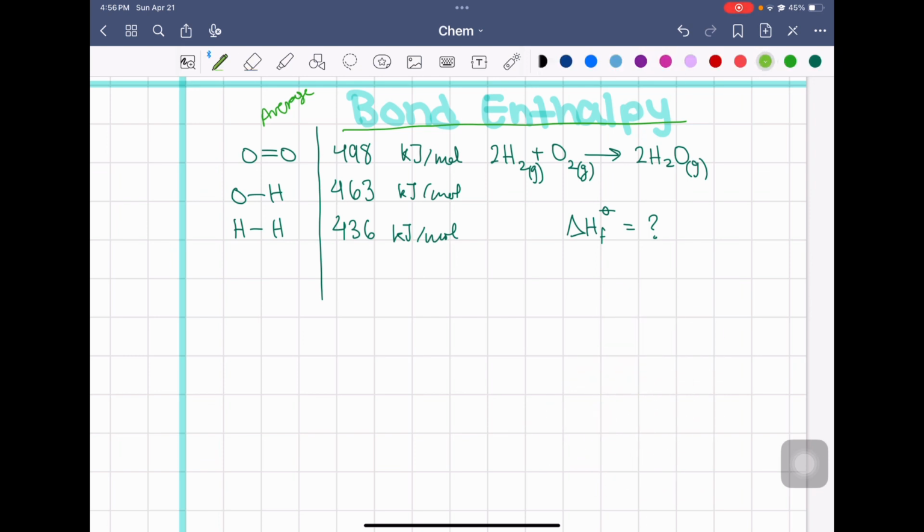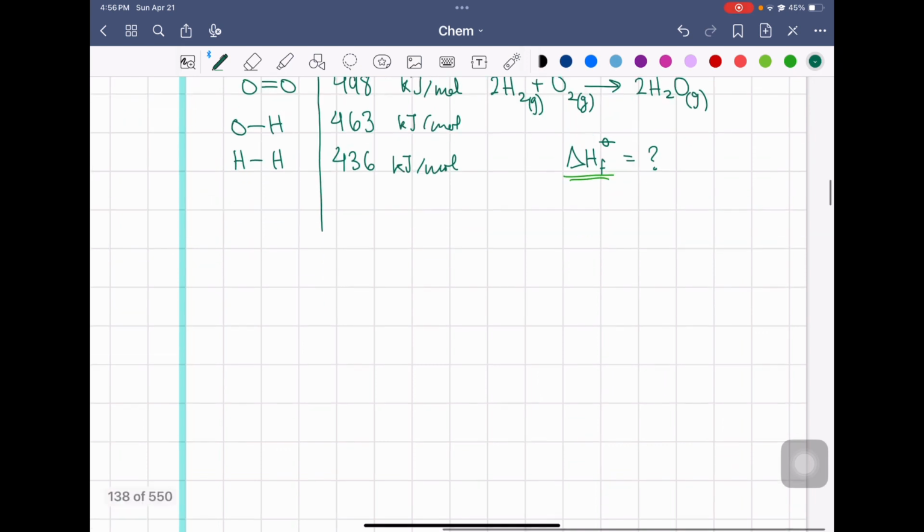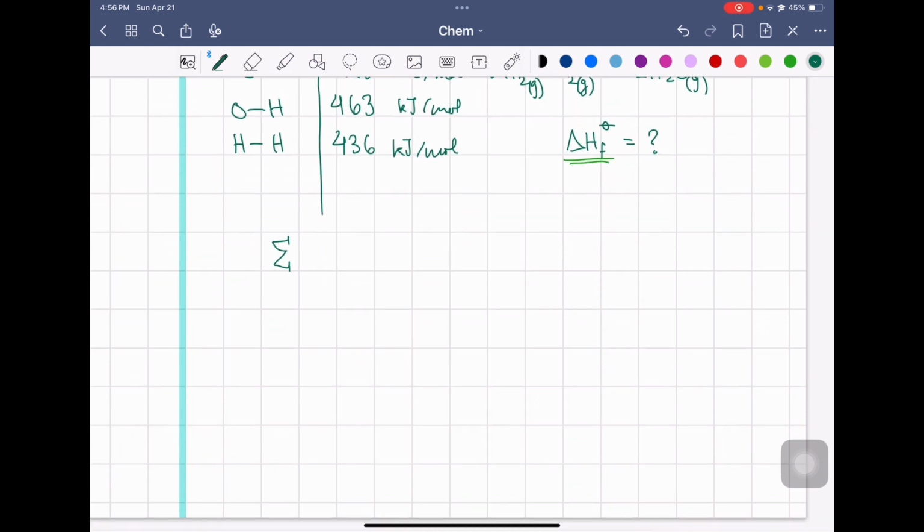So over here, we have a bond enthalpy problem, and it tells us to find the enthalpy of formation of water. What we have to do is look at the equation, which is over here, and we're just going to use the formula, which is standard, just memorize it. The sum of all bonds broken minus the sum of the bonds that are formed. And that is the formula that gives you the answer.